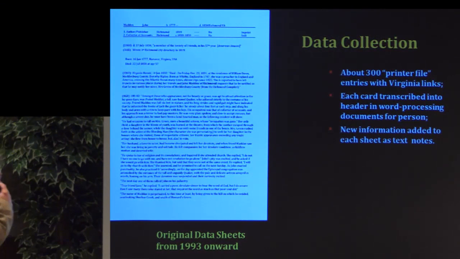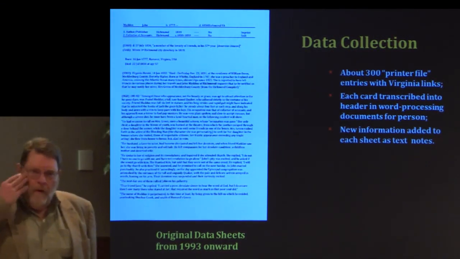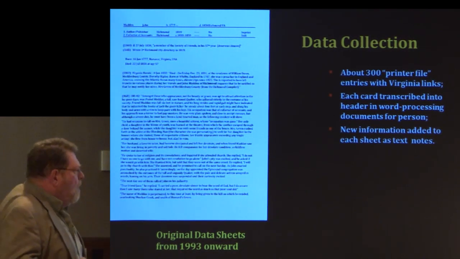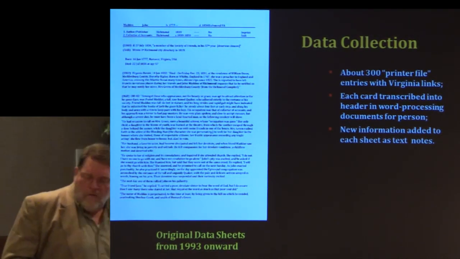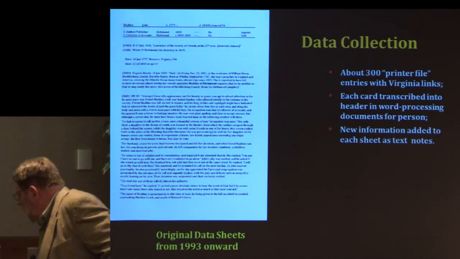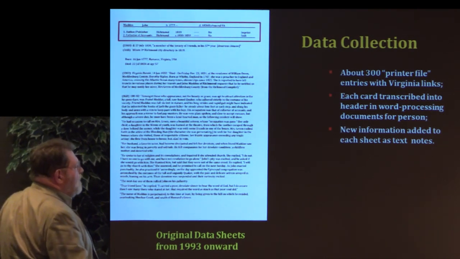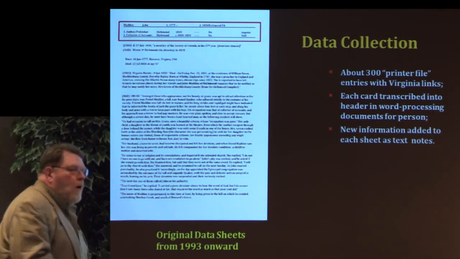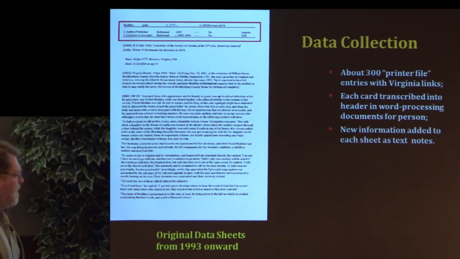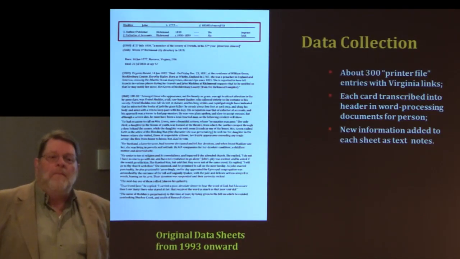Problem is, there's a lot of material out there. And until recent times, it's been very hard to get at. So I sat down and made a form where I transcribed all of the data that's on the printing file cards at the Antiquarian Society. Realize this is 20 years ago, okay? And then, over the last 20 years, I've just simply added to these sheets anything that I have found along the way to describe each one of these people.